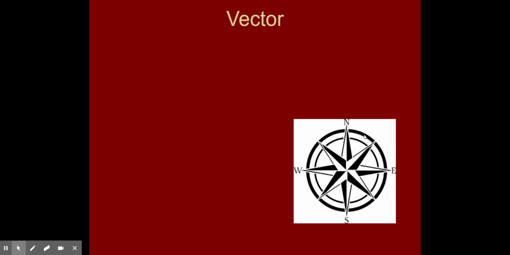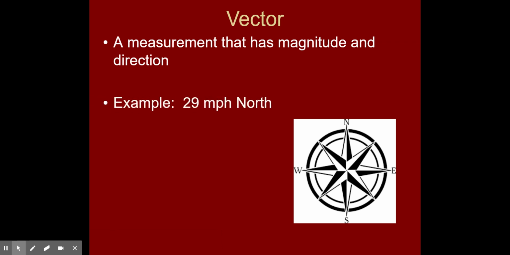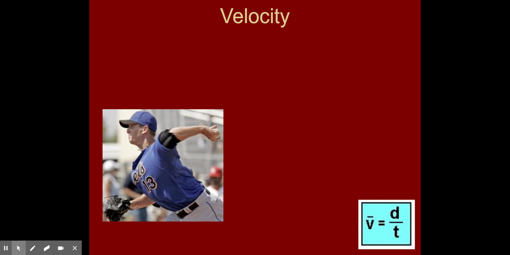Okay. Now you might notice this right here as your compass rose, which is going to give you north, south, east, west, or how about never eat soggy waffles, right? So that you can remember that. And again, this is what we're going to need to use when we talk about vector measurements, because vector measurements have size or magnitude and direction. So 29 miles per hour north.